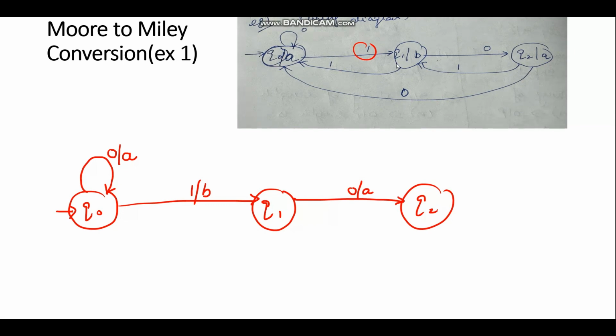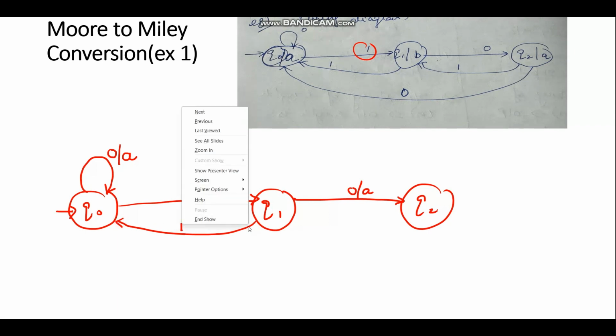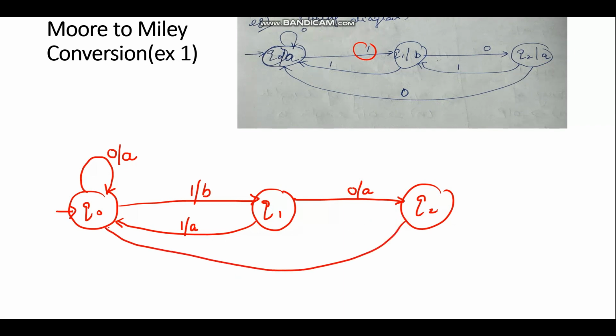Now for Q1, we will check the input 1. When 1 is given as input on Q1, it goes to Q0. So we will draw that transition for 1. In that case, when it goes to Q0 with 1, the output of the Q0 state is A. So we will write A over here. Fine. Now Q1 is complete. Now we will check Q2. For Q2, when the input is 0, it goes to Q0. So it goes to Q0 with 0. And what is the output in that case? The output is A. So we will write A over here.